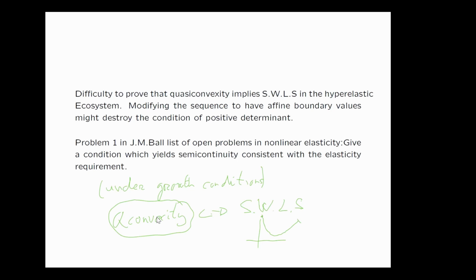Okay, so in a sense, I was cheating. First, I presented that quasi-convexity characterized sequentially weak lower semicontinuity. I gave a number of theorems where we prove that certain functions were quasi-convex. But then I am being more honest and I am saying, okay, but in this situation, quasi-convexity does not imply sequentially weak lower semicontinuity.